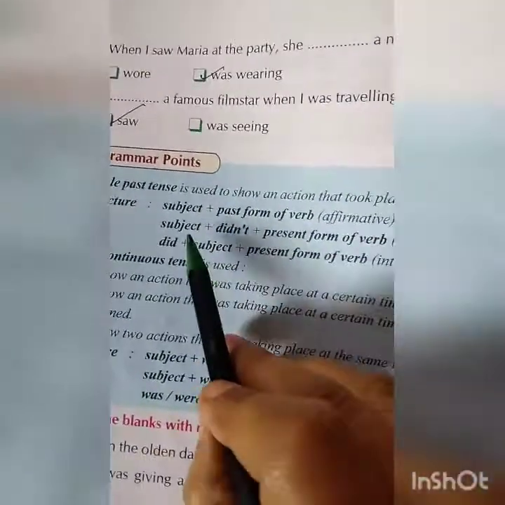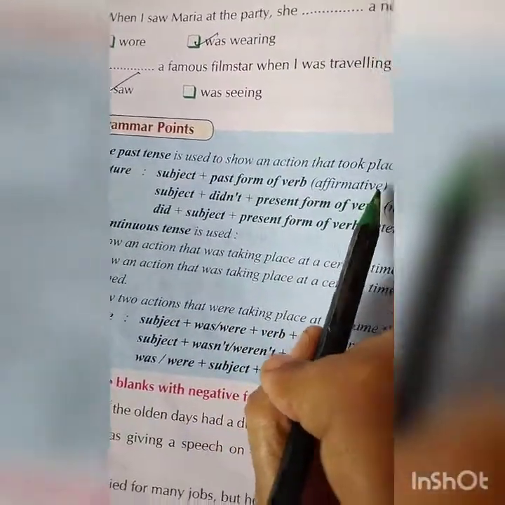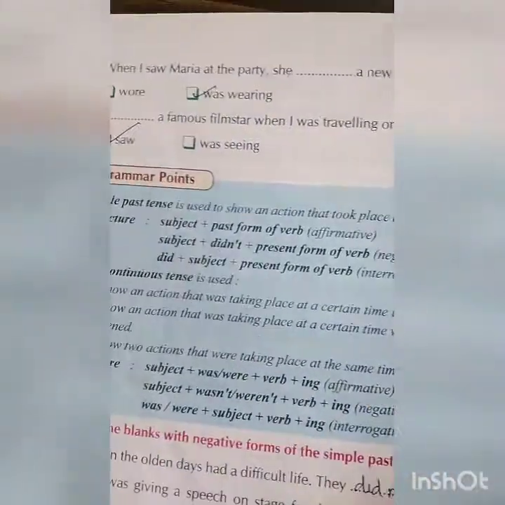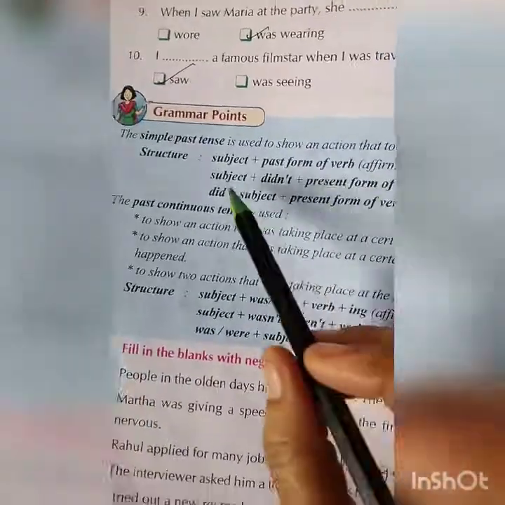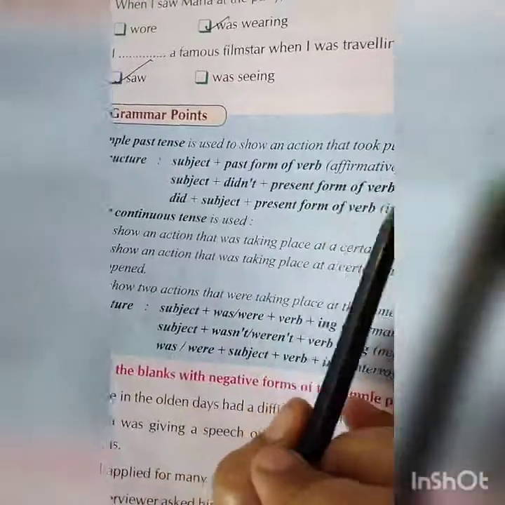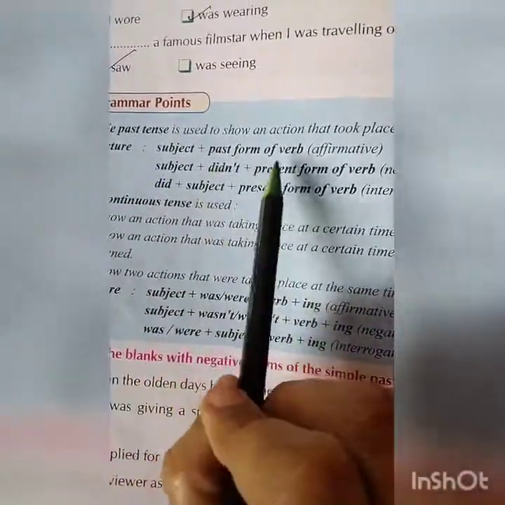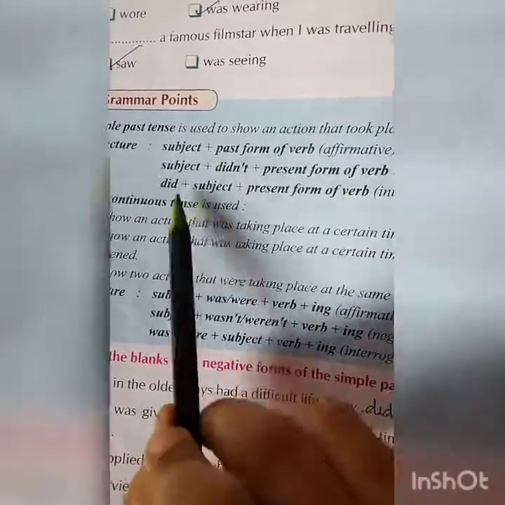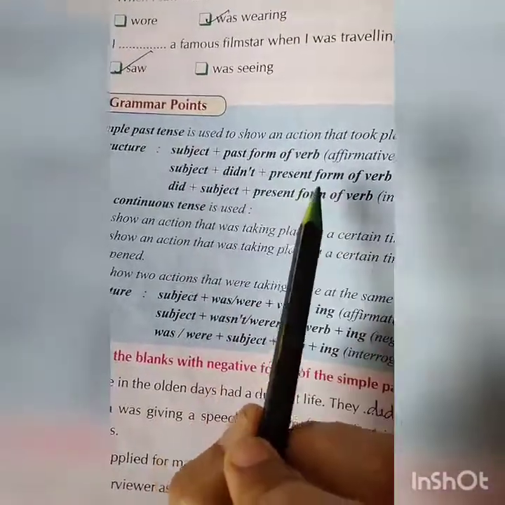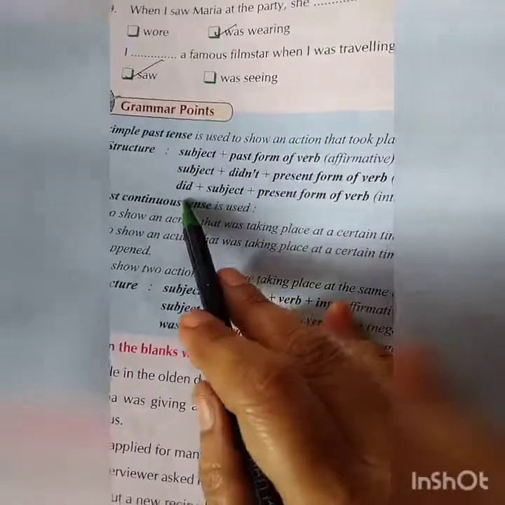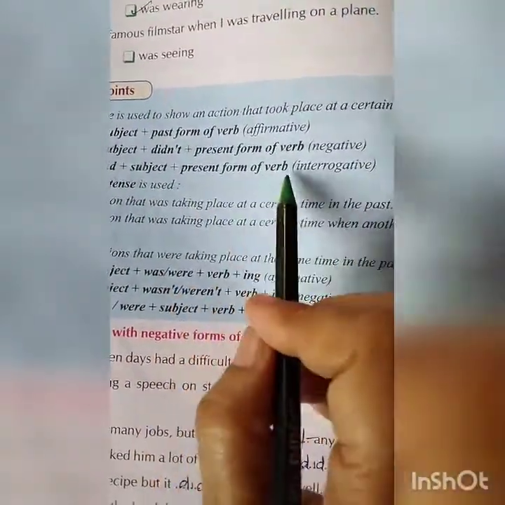Simple past tense is used to show an action that took place at a certain time in the past. You can see over here the structure of affirmative, negative and interrogative. Subject plus past form of verb is affirmative, subject plus didn't plus present form of the verb is negative, did plus subject plus present form of the verb is interrogative.